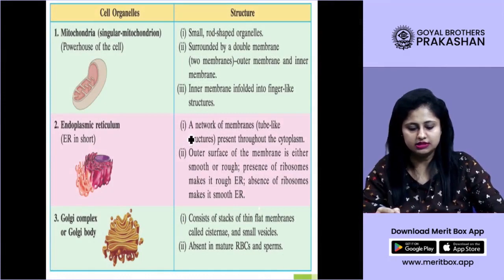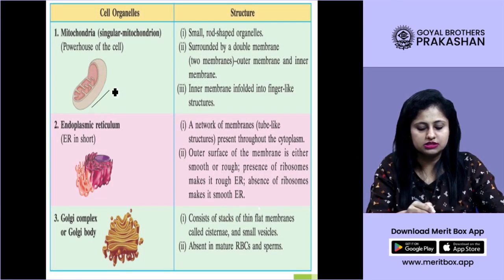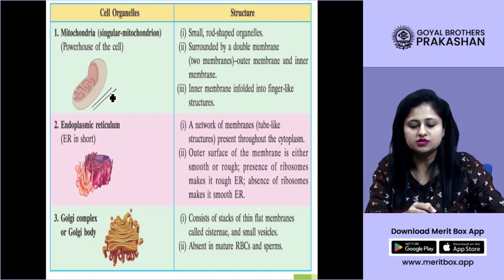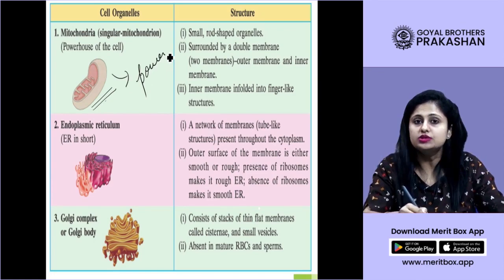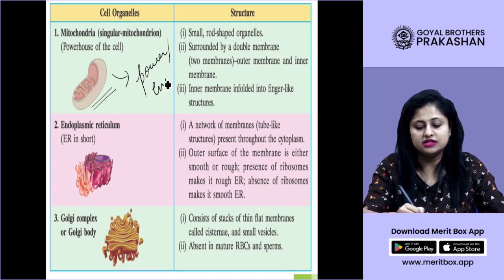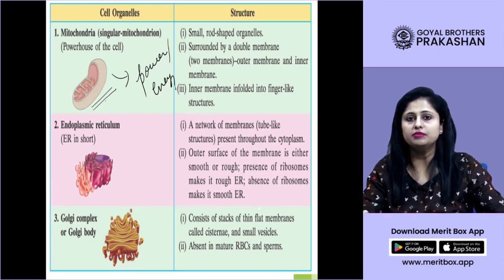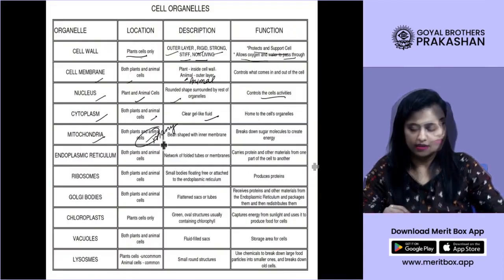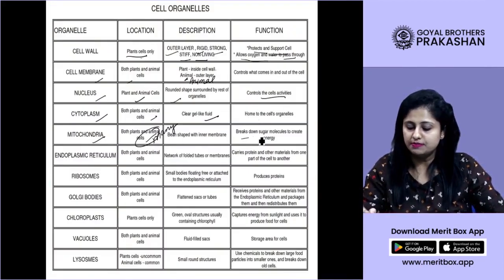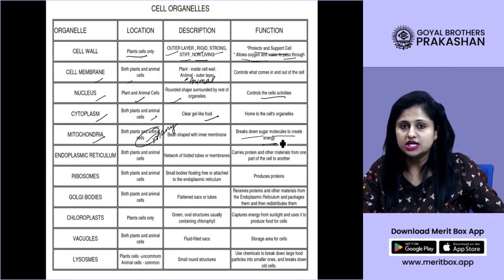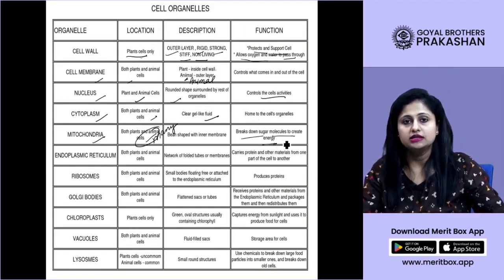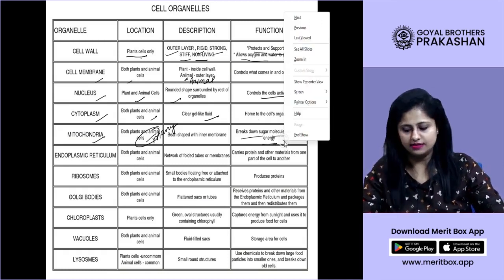Let me show you the diagram of the mitochondria. So this is the diagram of mitochondria. It is known as the powerhouse of the cell because it provides power to the cell, or it provides energy to the cell to perform the various functions. Next, mitochondria breaks down sugar molecules to create energy. So energy requirement is fulfilled by the mitochondria in our cell.